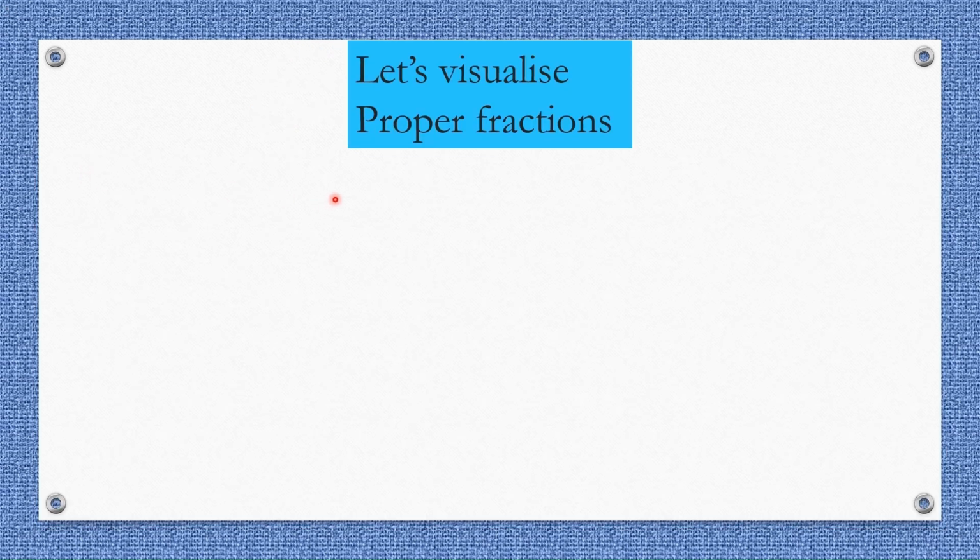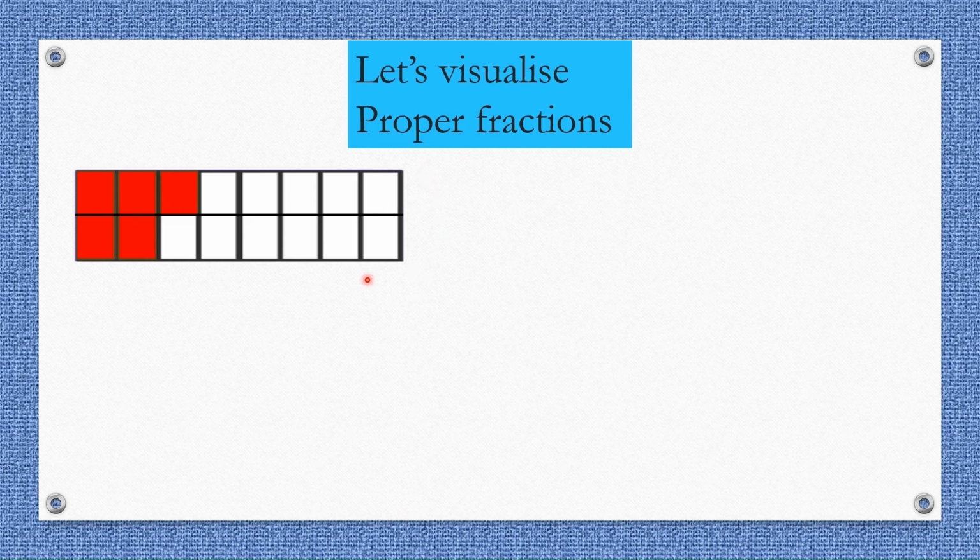Let's visualize what proper fractions are. Take a rectangular bar. Now here, how many parts are there? There are 16 parts here, out of which 5 are shaded red. So the fraction is 5 by 16, or 5 over 16, or we also say 5/16. So these are the different ways of saying these fractions. Now 5 is in the numerator and 16 in the denominator. So this is a proper fraction.